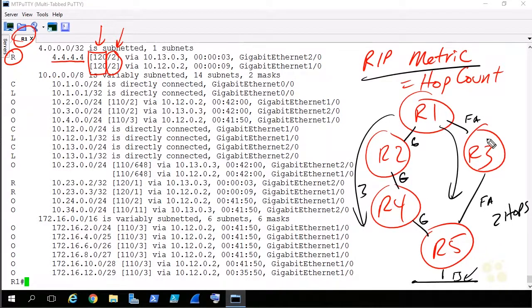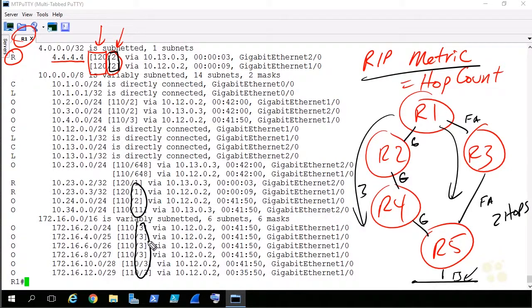And RIP would make the decision of going on the fast Ethernet path because it's not considering cost as part of its calculation. It's just considering hop counts, aka number of routers it has to go across. So that's what this number right here following administrative distance is. It's the metric, and that's dependent on the routing protocol. In RIP, we're using hop count, and in OSPF, which is over here, we are using the actual cost.